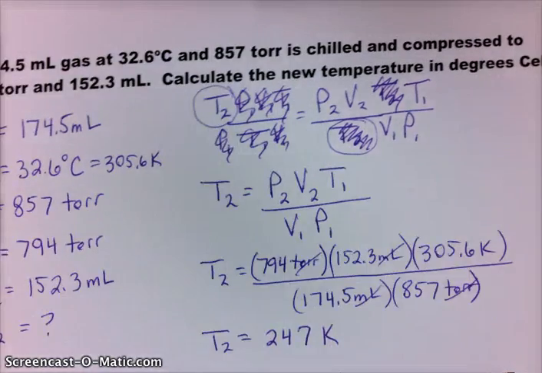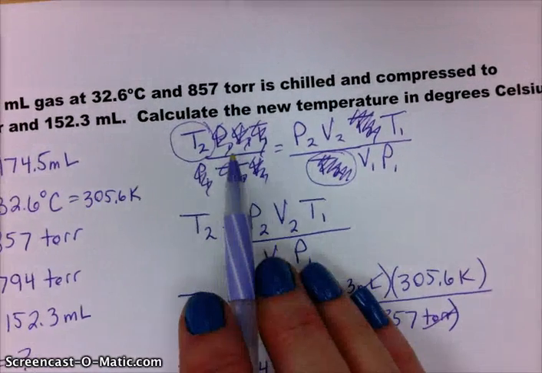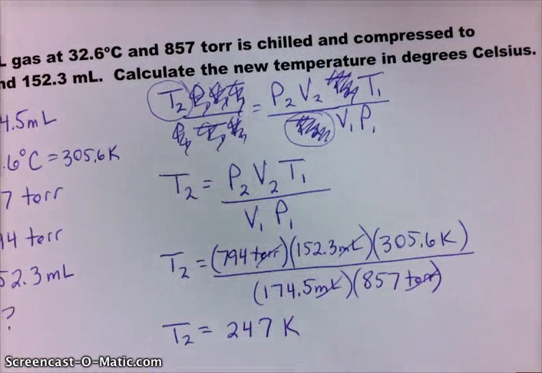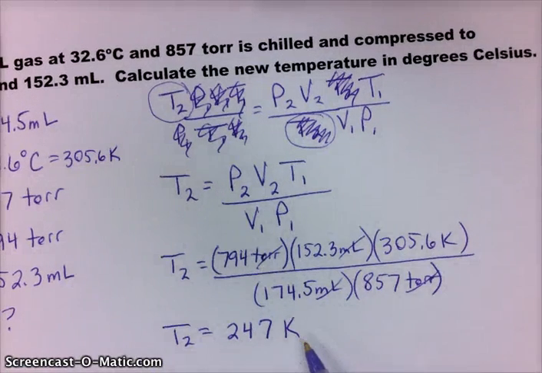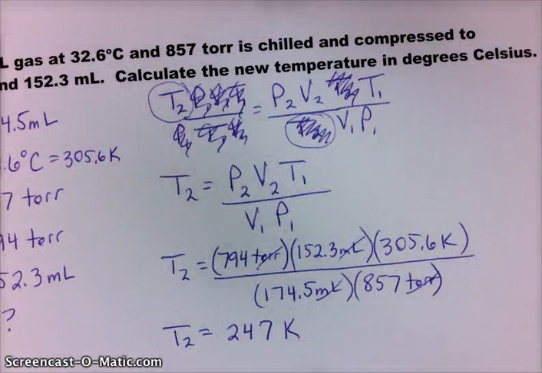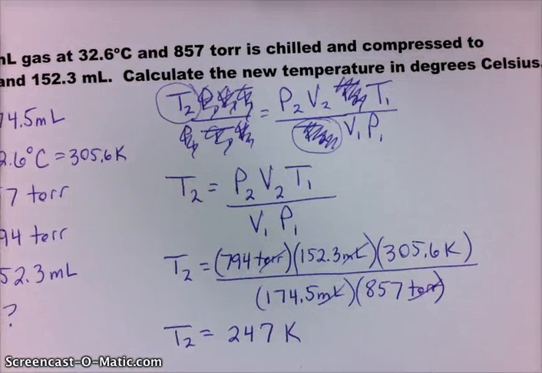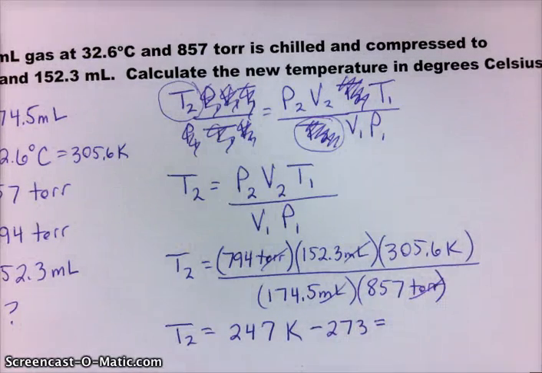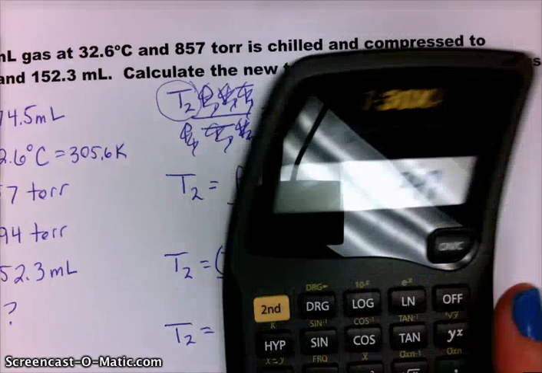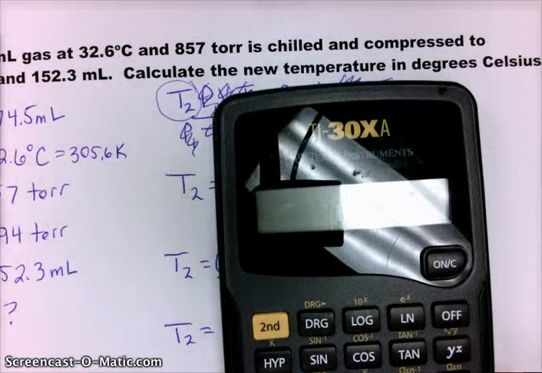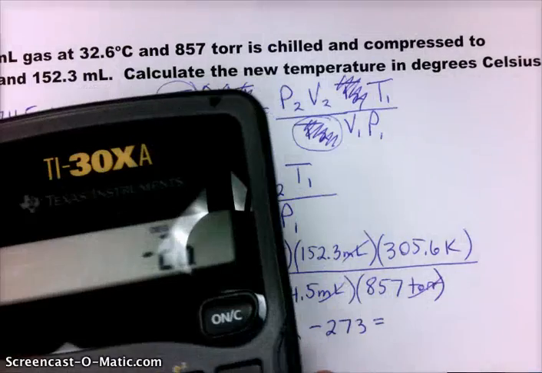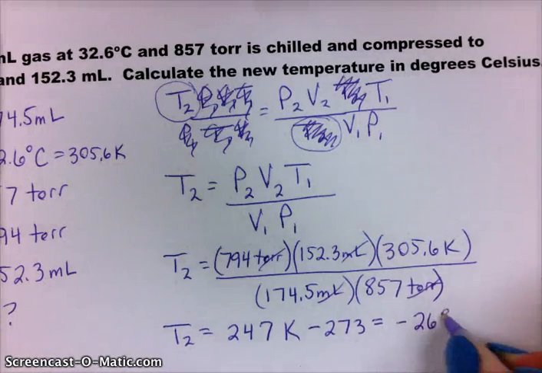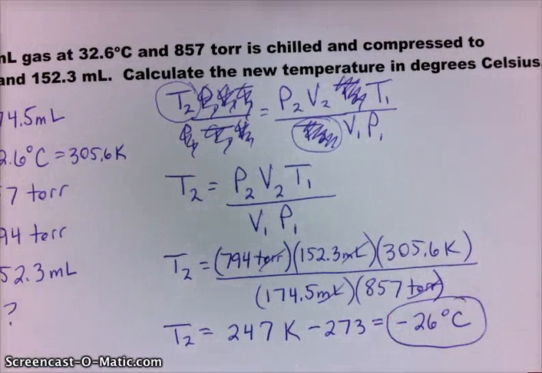Now, what did the question ask? It actually asked us to calculate the new temperature in degrees Celsius. So we need to go from 247 Kelvin back to Celsius. How are we going to do that? If you said by subtracting 273, you're correct. Instead of adding, we will subtract 273. So 247 minus 273 gives us a negative 26 degrees. So minus 26 degrees Celsius is our final answer.